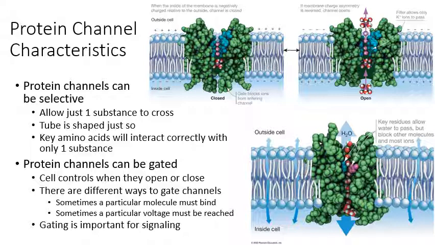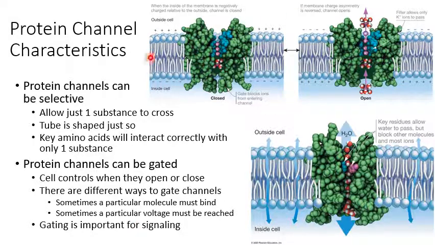If you didn't have those gated channels in your brain and in your muscles, you actually wouldn't be able to contract your muscles or have thoughts or have a functioning brain at all. In order for your neurons to signal to each other, they have to use these gated channels, especially the ones that are voltage gated.